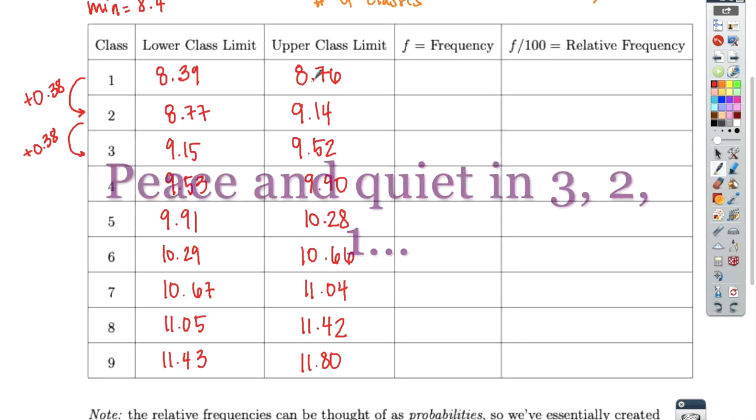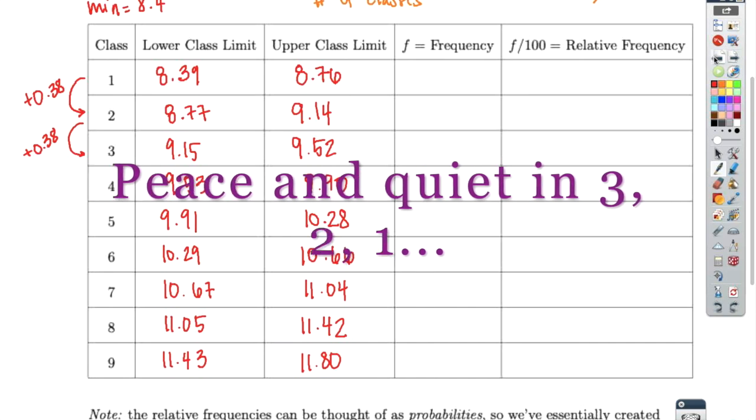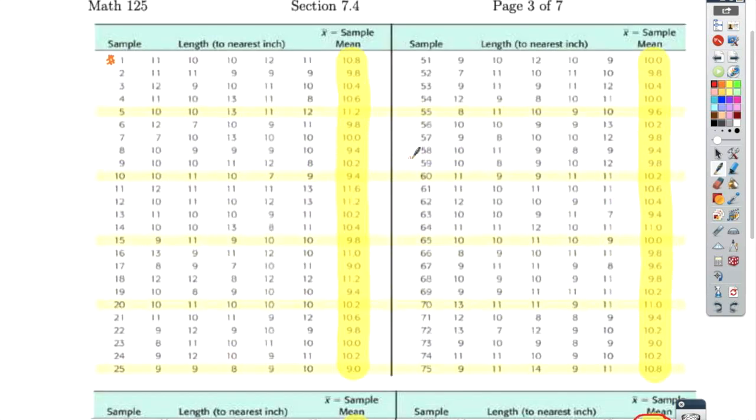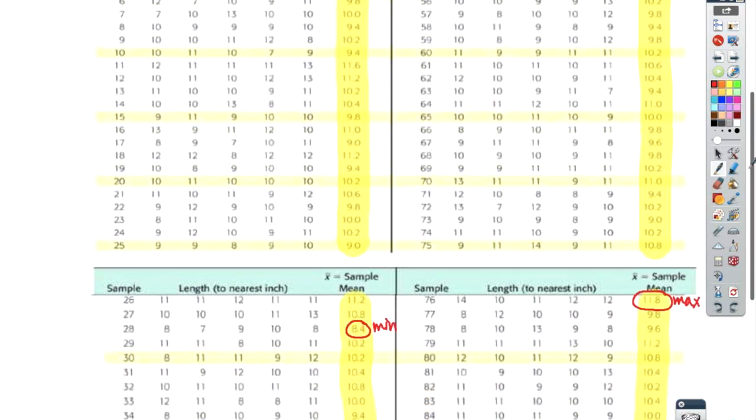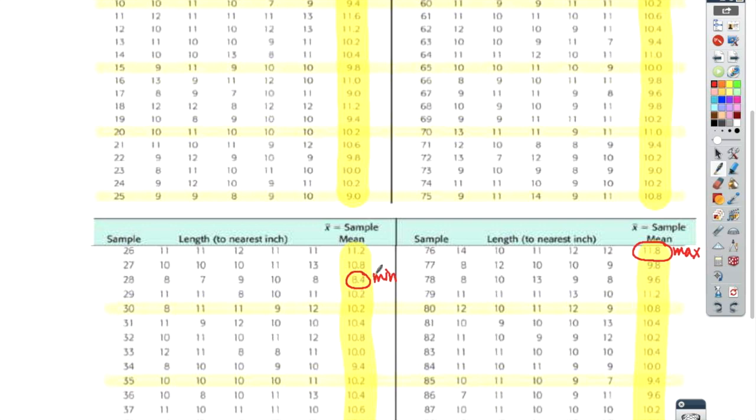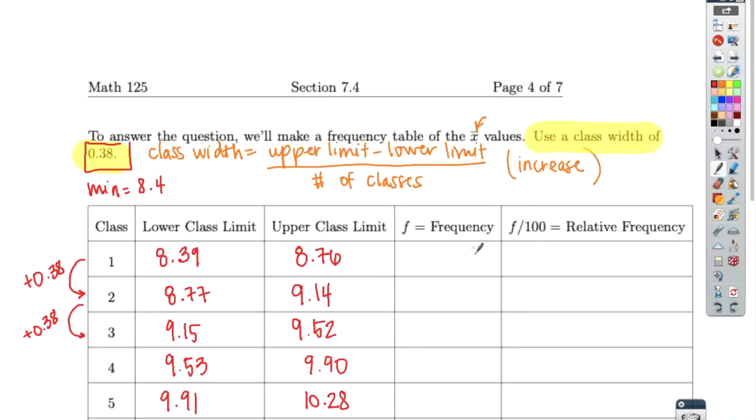So we're trying to figure out how many values are in each class. When I look back at this, the first class was 8.39 to 8.76. Now there weren't that many values in the 8 range, and I think actually it's just this one. So on my next page, I'm going to say there is just one value that's between 8.39 and 8.76.